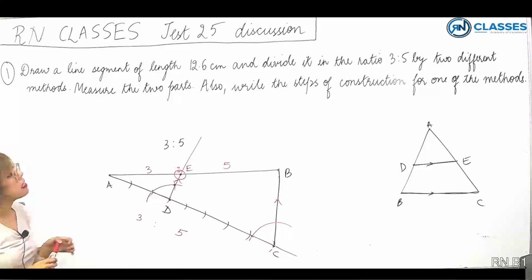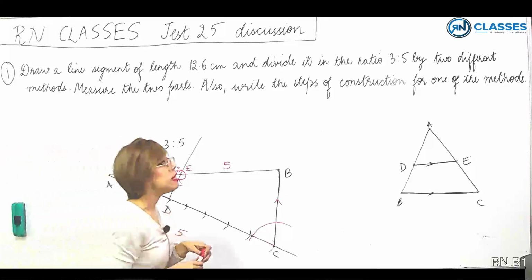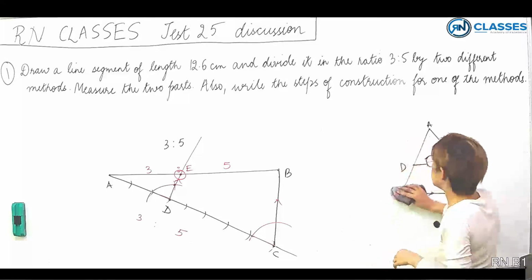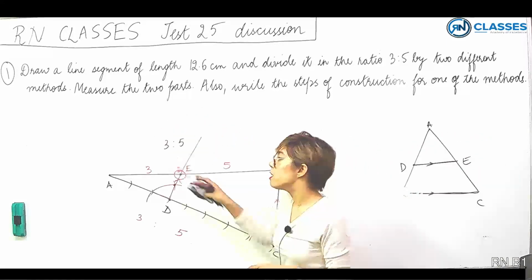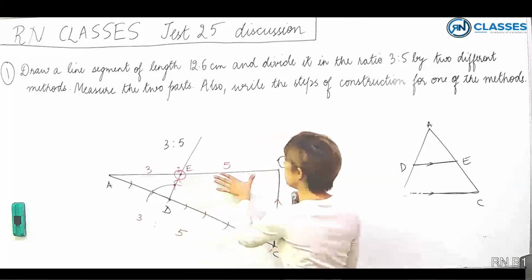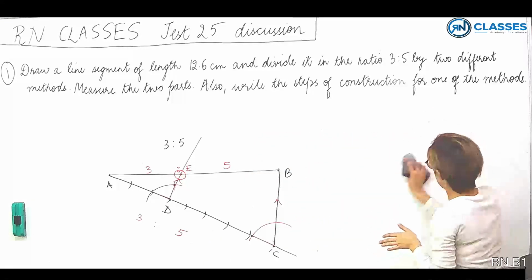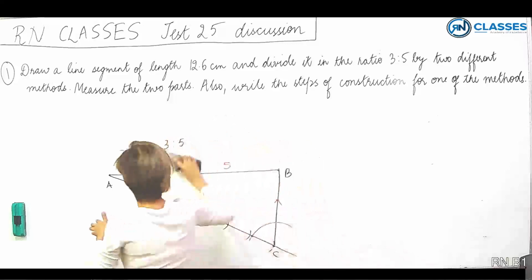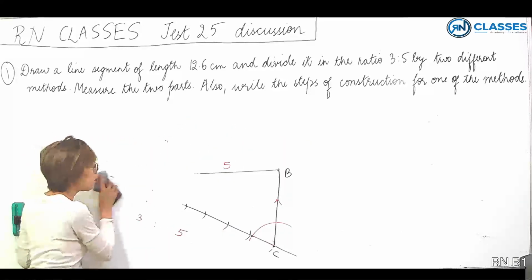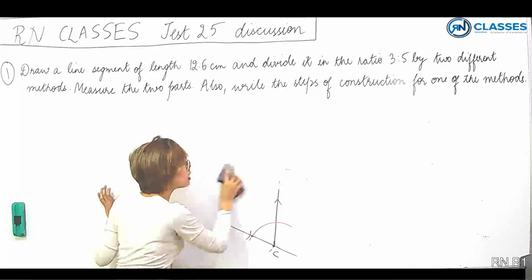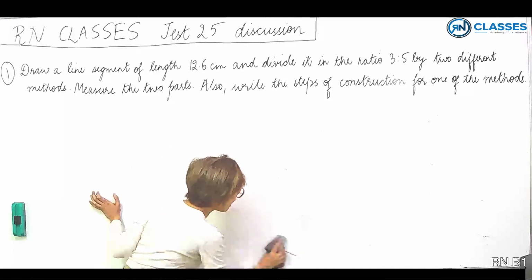Now this is one method. He says you need two methods, so let's go for the other one. And also he says measure the two parts. Obviously you can measure AE and DE. Not a big deal. Okay. Now let's go for the other method. Just try to remember what else you learned in the triangle chapter. The basic proportionality theorem is applied. Now what else did we learn?